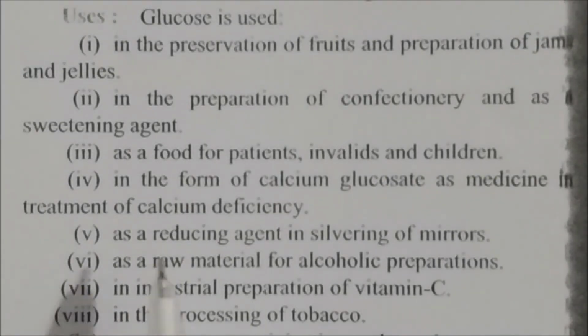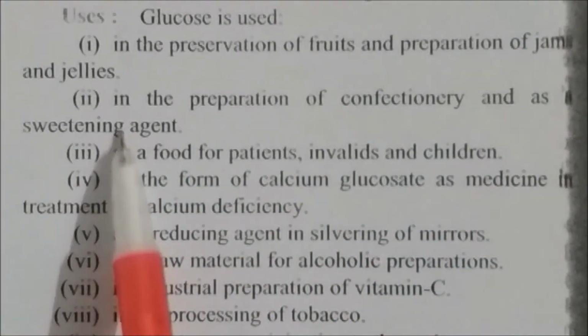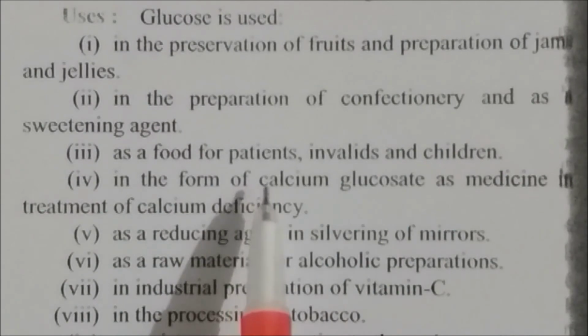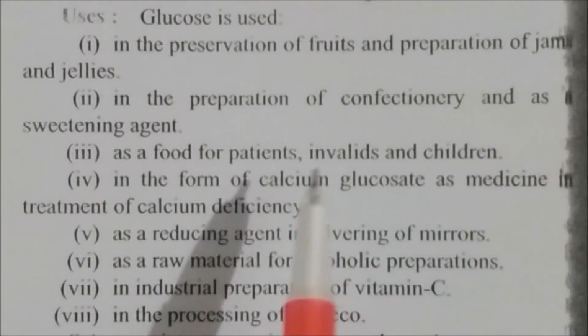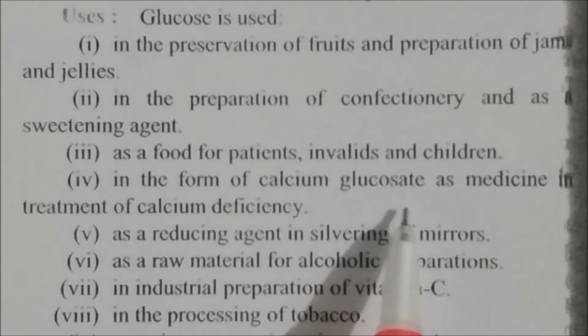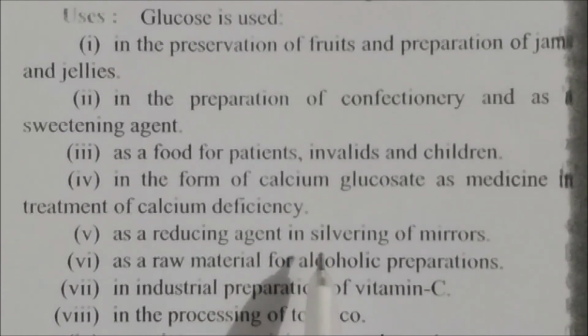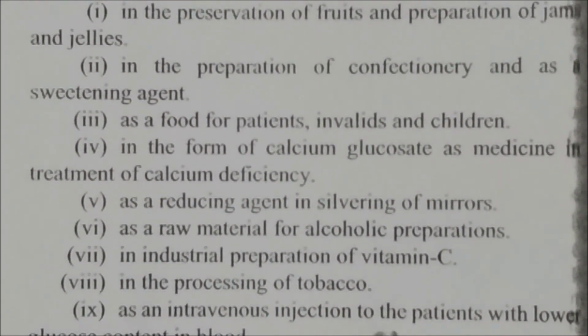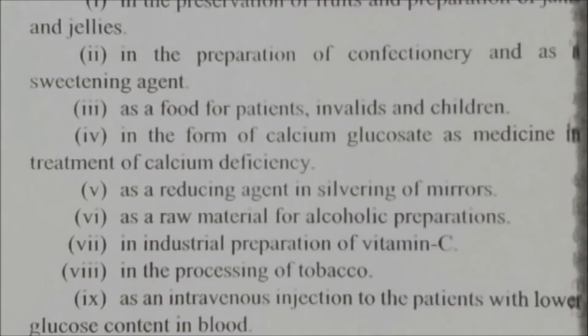Now we will see the uses of glucose. It is used for preservation of fruits and preparation of jams and jellies. Second, preparation of confectionaries and as a sweetening agent. It is a food for patients, invalids and children. In the form of calcium glucosate, it is used as medicine in the treatment of calcium deficiency. You can use it as a reducing agent in silvering of mirrors, that is Tollens' reagent. It is a raw material for alcoholic preparations and industrial preparation of vitamin C, and used in the processing of tobacco. As an intravenous injection to patients, it will lower the glucose deficiency in blood. So these are the major uses of glucose.